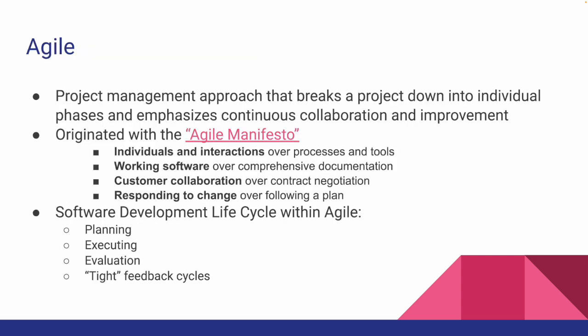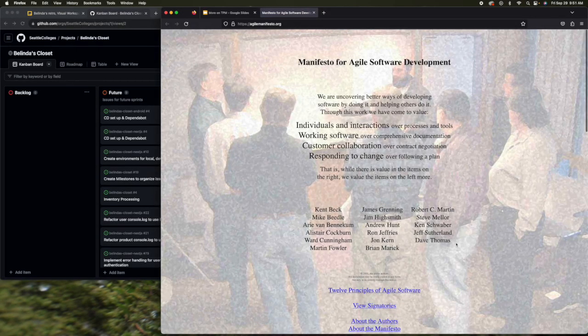The next thing we want to go over is Agile. Agile is a project management approach that breaks the project down into individual phases and then emphasizes continuous collaboration and improvement. This all actually originated with the Agile Manifesto. I'll quickly direct us to their page. As you can tell, this has been going on for a little bit.